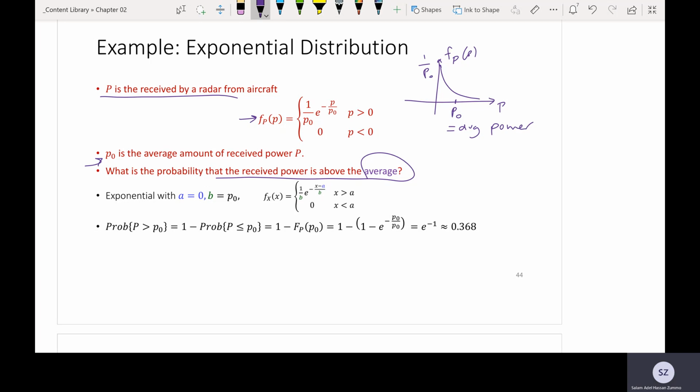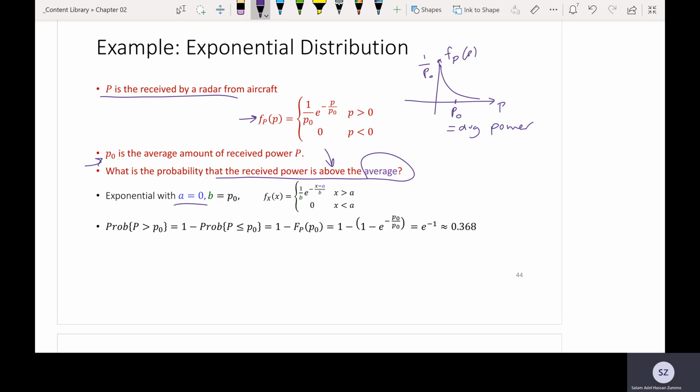You can see from the plot that most of the time, the signal is lower than the average. Why? Because most of the probability, most of the area under the curve, is focused lower than the average. Now we would like to find the probability that the received power is above the average, larger than the average.